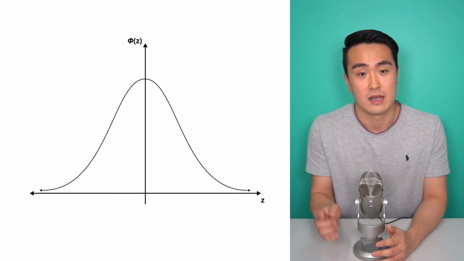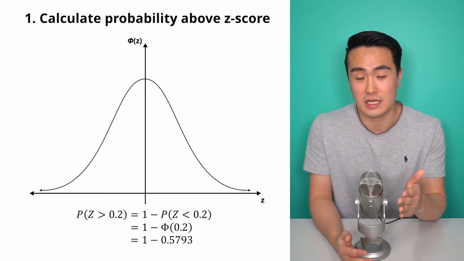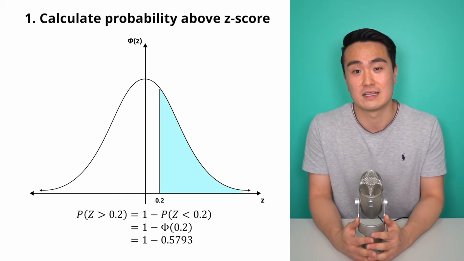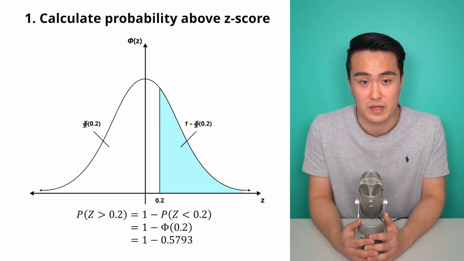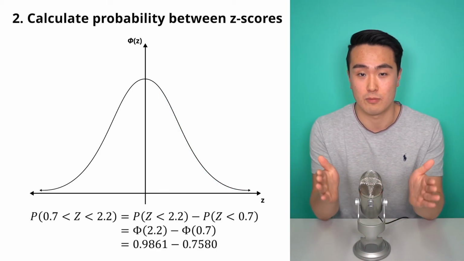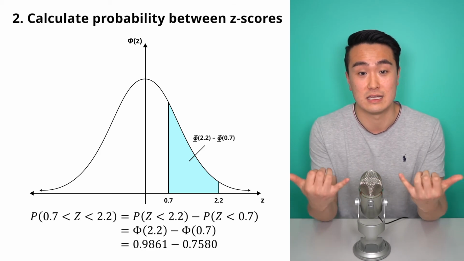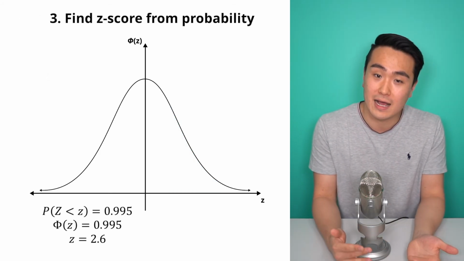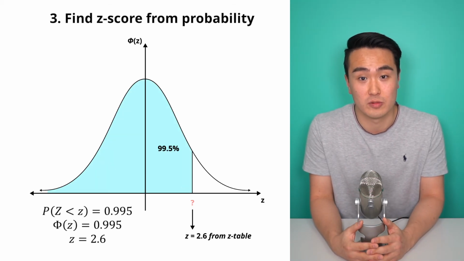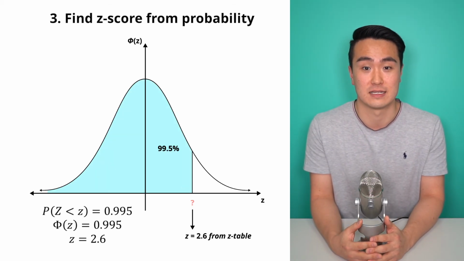As you can probably notice, the z-table only contains CDF values, but we can still use it in a variety of different ways. Number 1, we can calculate the probability above a score by first finding the CDF and then subtracting it from 1, the total probability. Number 2, we can also calculate a probability range by subtracting the individual CDFs from the table. And finally, number 3, we can go backwards and find the z-score required for a certain probability from the z-table.